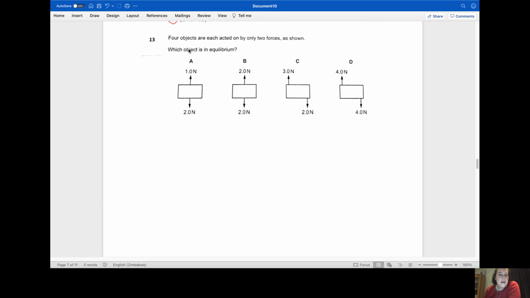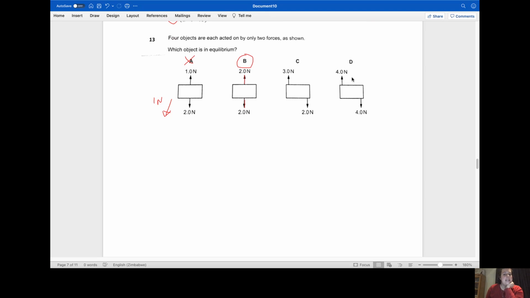Question 13. 4 objects are each acted on by only 2 forces. Which object is in equilibrium? So we're looking for forces that balance each other. In A, certainly they don't balance each other. There's 2 going down, 1 going up, so we actually have 1 Newton going down. B, we've got 2 going up and 2 going down. So that must mean that B is balanced.